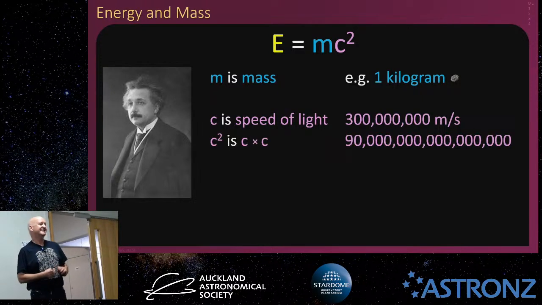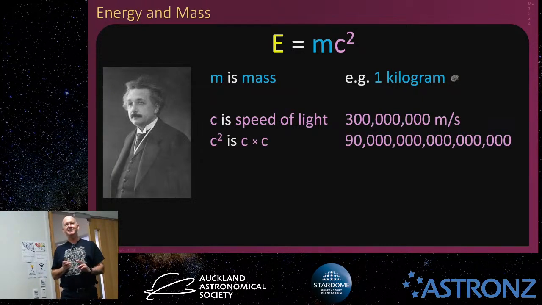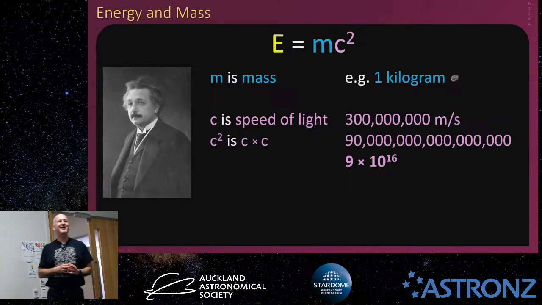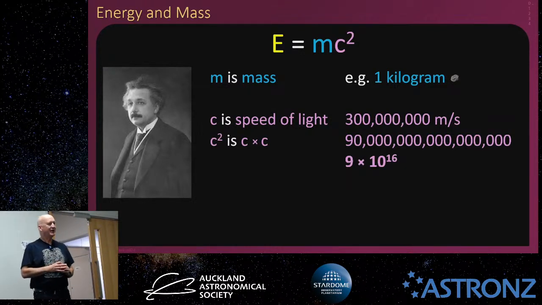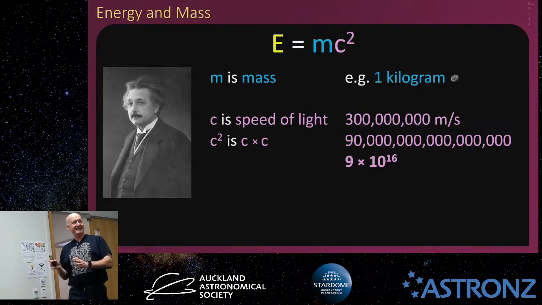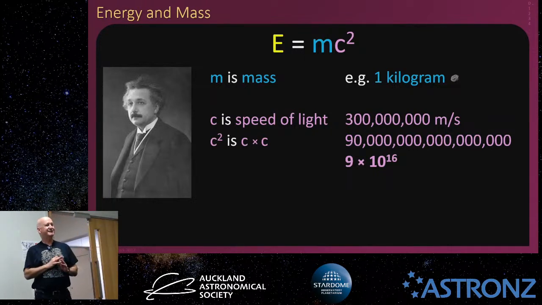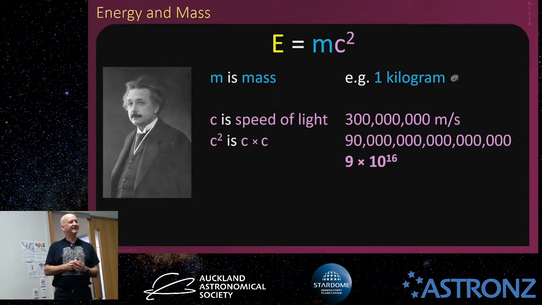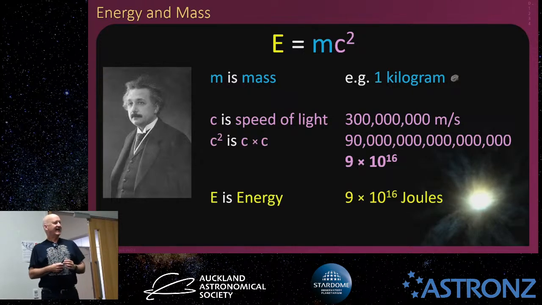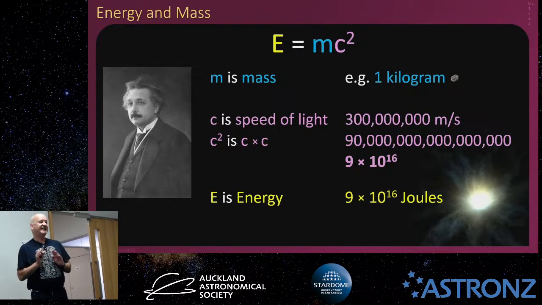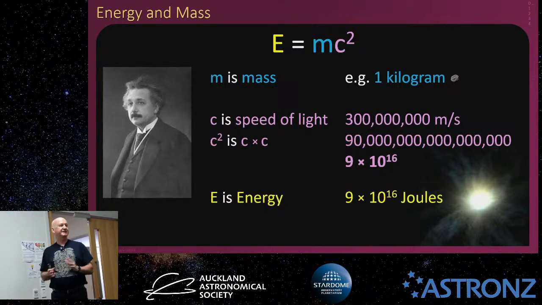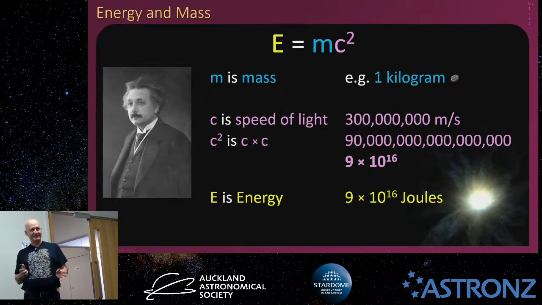Then we square that, so c times c is 90 million billion, and that's better written as 9 times 10 to the power of 16. That means 10 times 10 times 10, 16 times, which saves you writing all the zeros. That's scientific notation, which you'll see quite a lot with very big and very small numbers. Multiply them all together, and we get the amount of energy that much matter would convert to. In this example, if we convert that whole kilogram into pure energy, we'd get 90 million billion joules of energy.